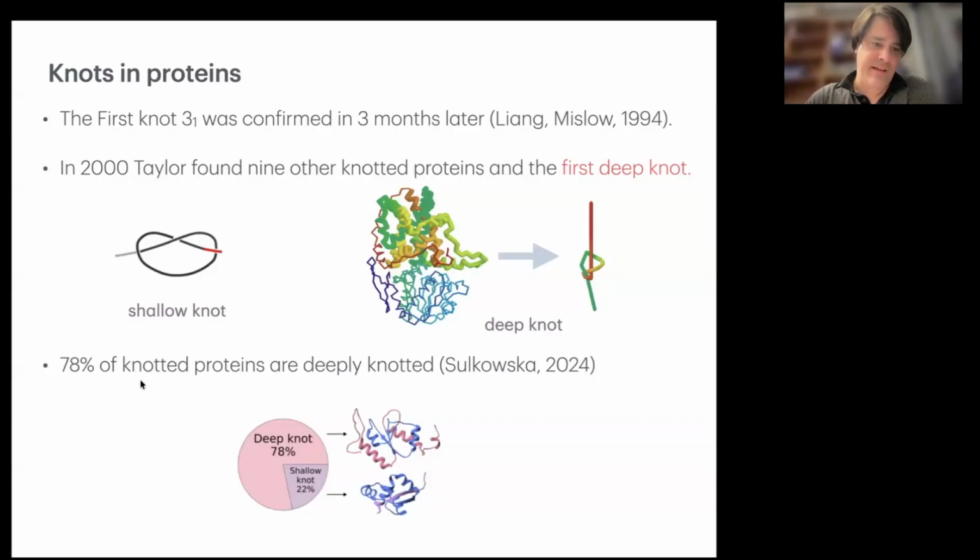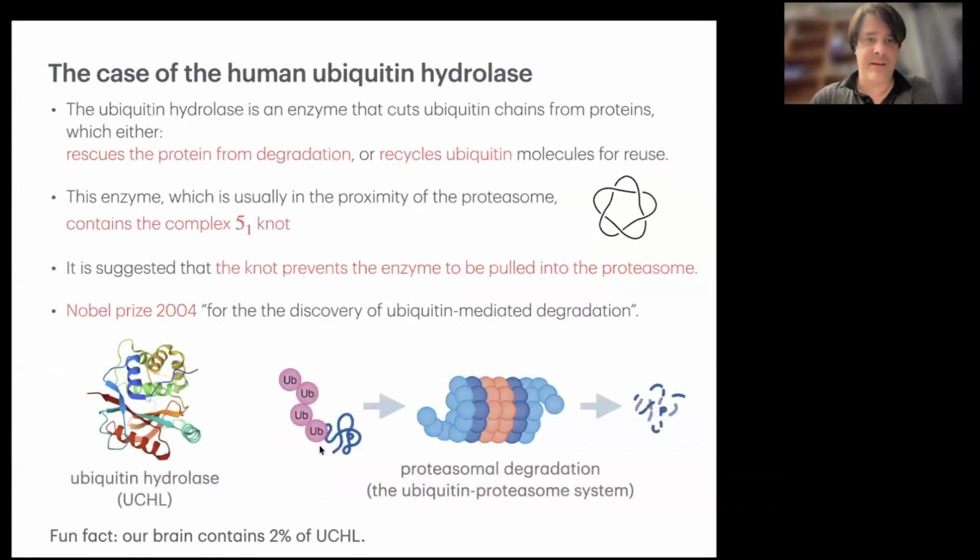And by a recent study, we now know that almost 80% of all knotted proteins are indeed deeply knotted. That was done by a systematic study of AlphaFold, which I will talk about, I think, on the next slide or the one after. So it's quite interesting that we have mostly deep knots. And so one might ask if these knots are just random or they have some function or some other property. And it's mostly believed that the knots are there for a reason.